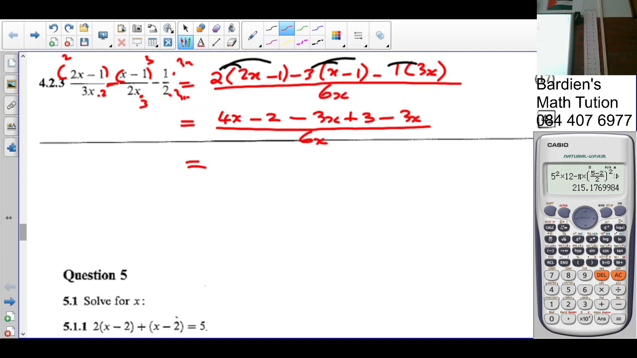So what do I do now? Like terms. So 4x minus 3x, like terms, and negative 2 and 3. So what is 4x minus 3x? Minus 2x. What is negative 2 plus 3? Plus 1 over. You all agree with that? Any confusion?